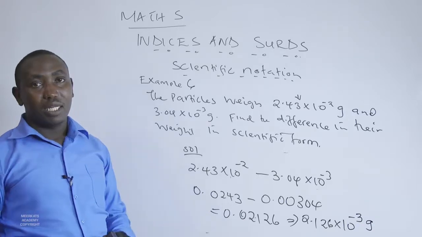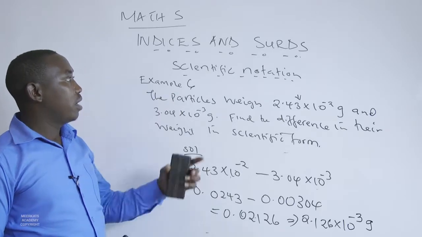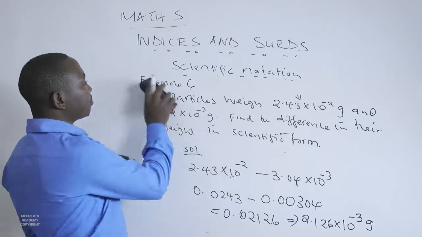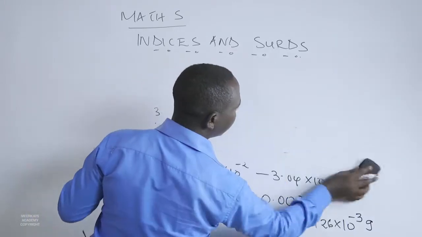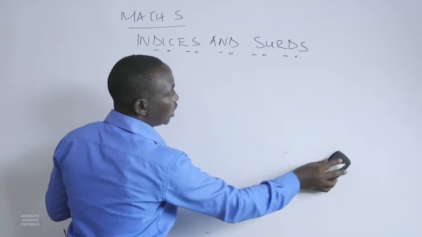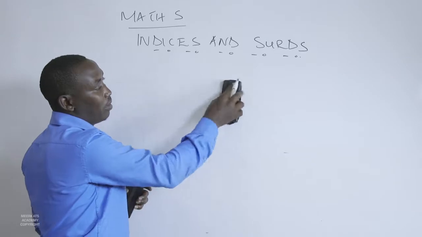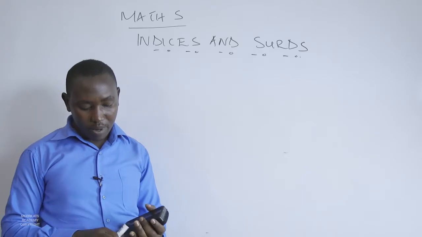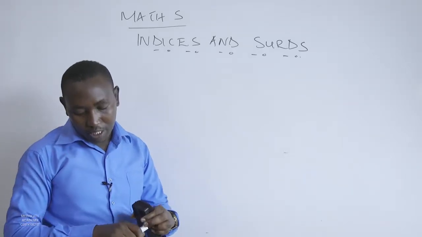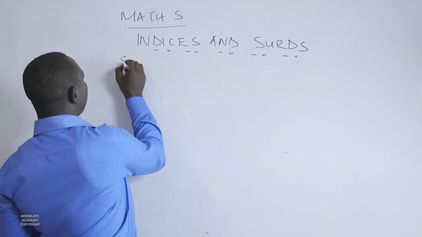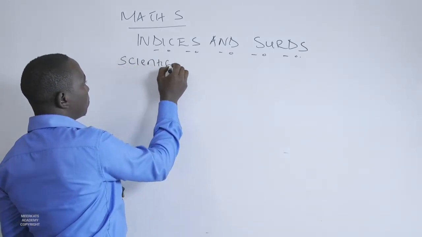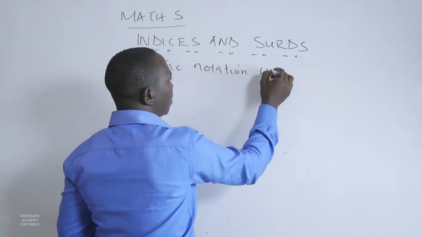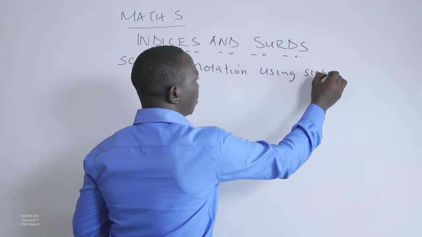We now want to look at another subtopic under the same topic, on writing scientific notation using significant figures. And this one is necessitated because sometimes we might still find that the value we have in scientific form is very large.